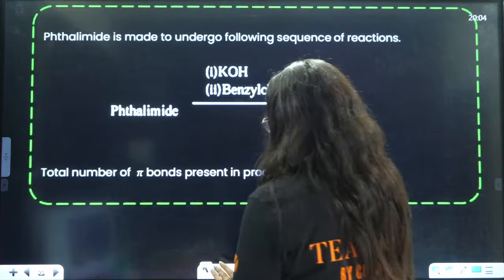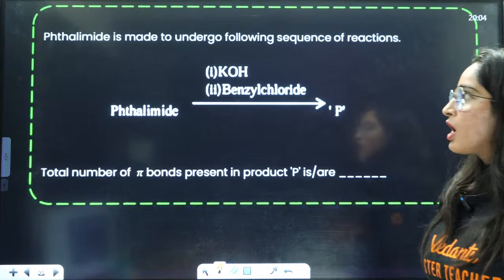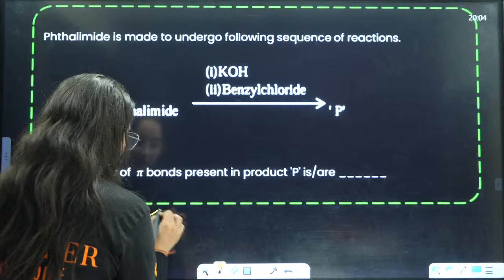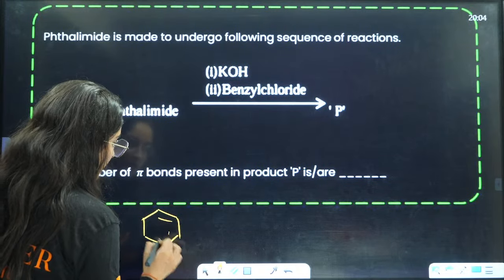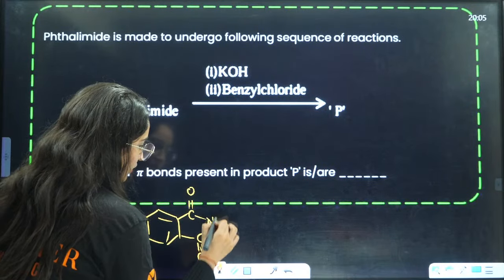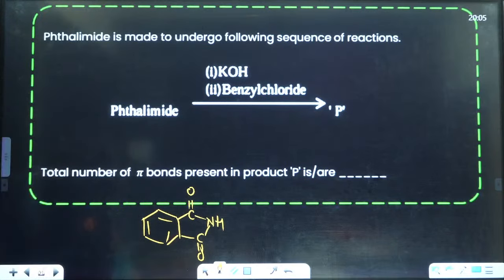Phthalimide is made to undergo the following sequence of reactions. Now phthalimide, what is phthalimide, guys? Anybody in the chat box? This is basically phthalimide. They are saying firstly it reacts. This is Gabriel phthalimide only, right? I have given you the structure of phthalimide. Now next is your duty.